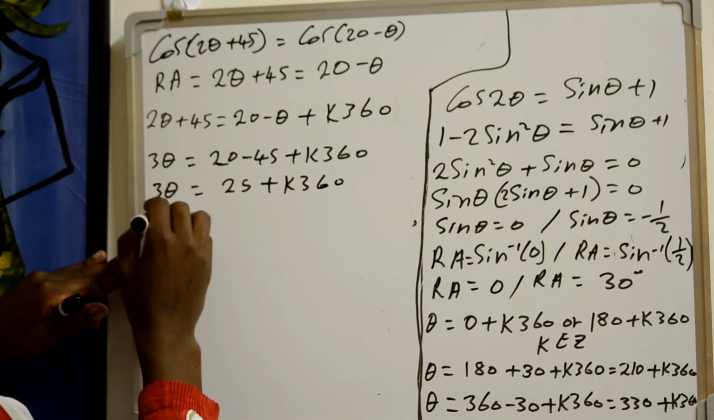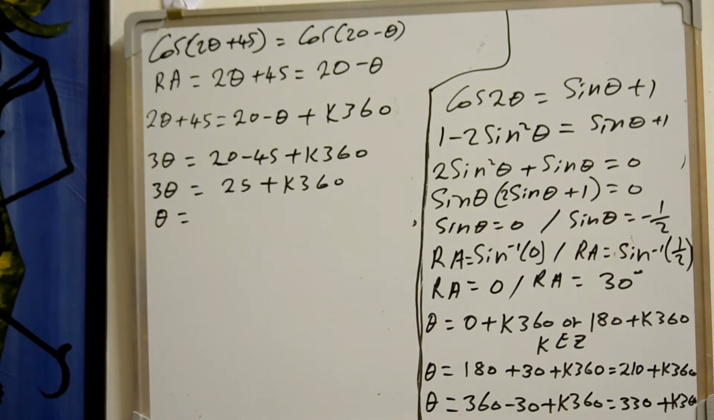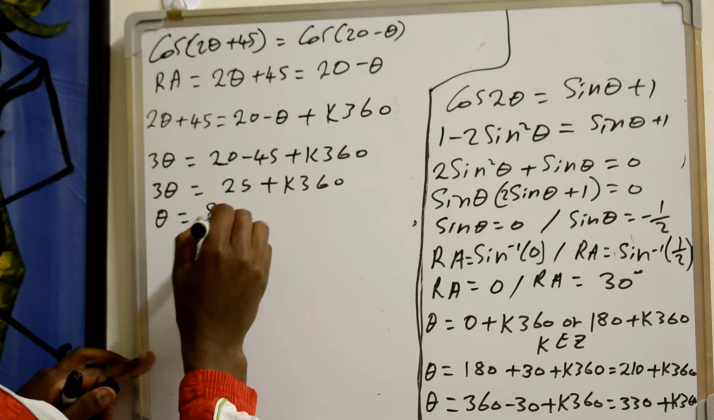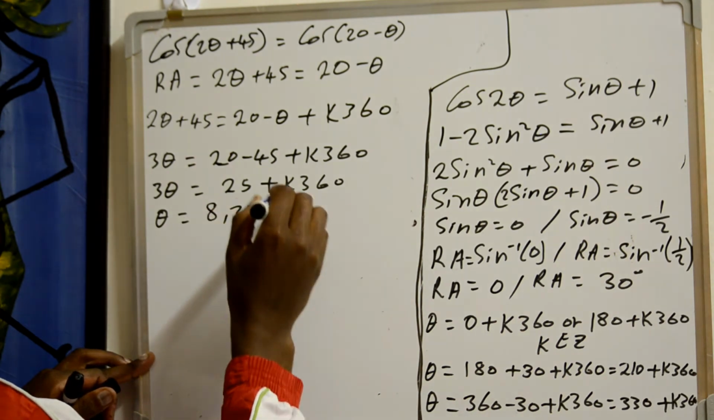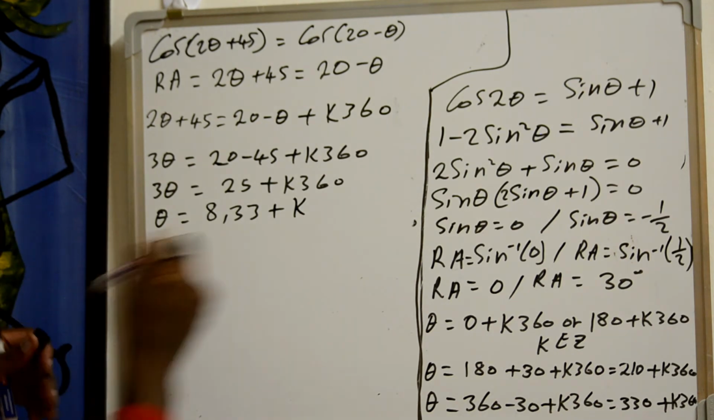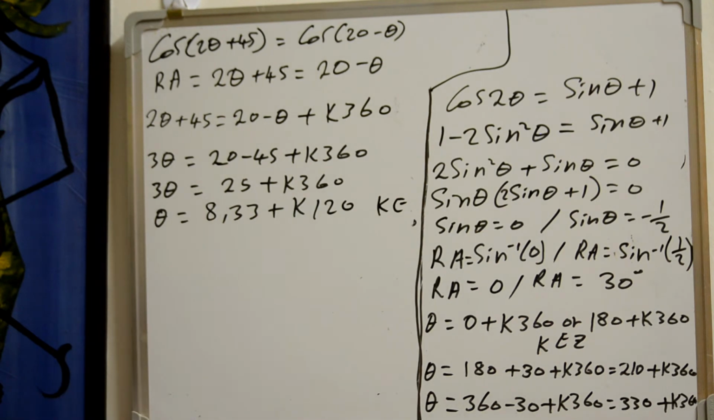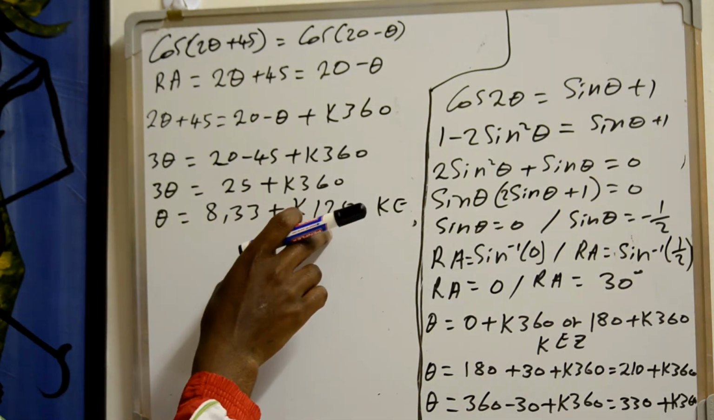Then we divide both sides by 3. The value of 25 divided by 3 is 8.33. So you will have 8.33 plus K120, for K an element of the integers. That is how you will do it. So this is for the positive, first quadrant.